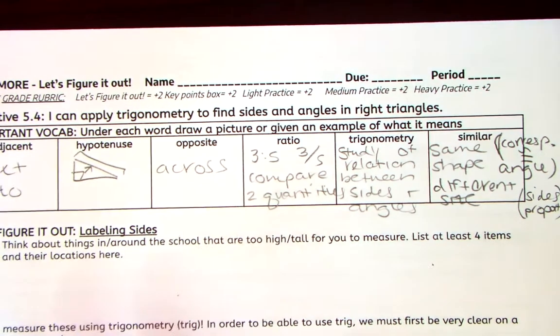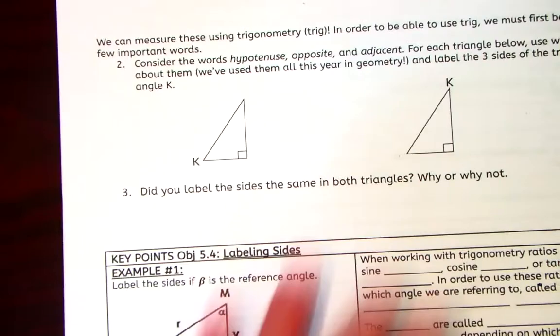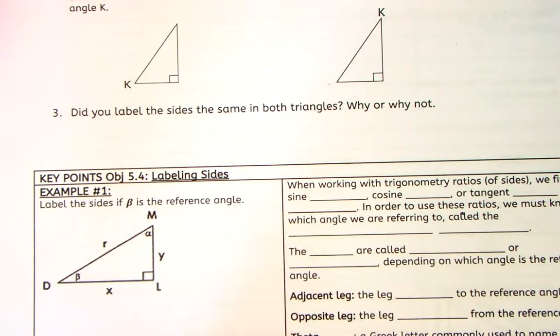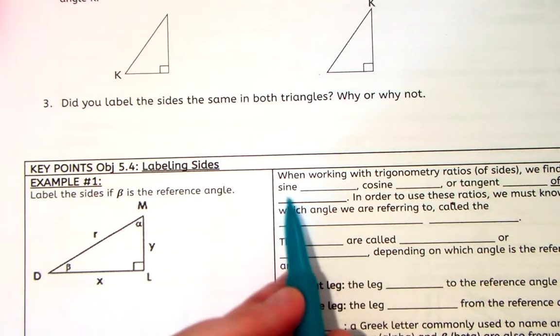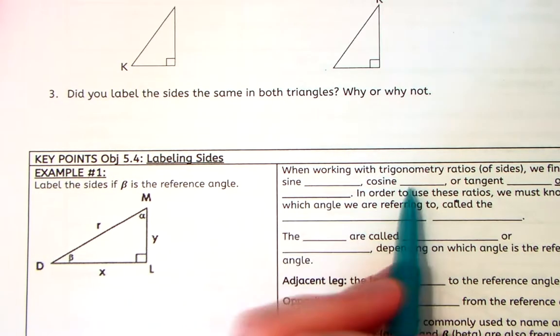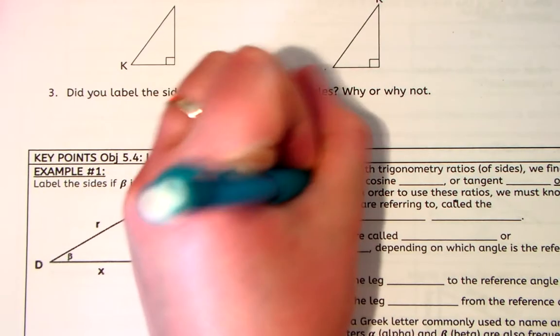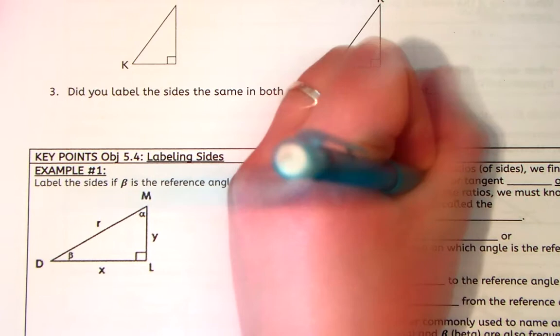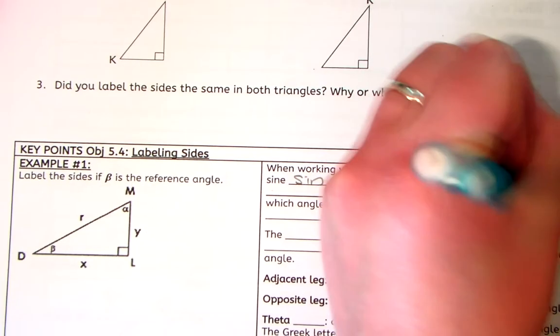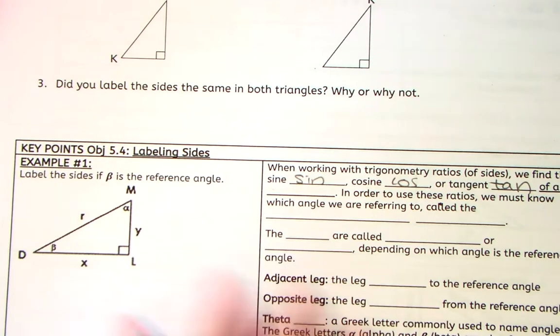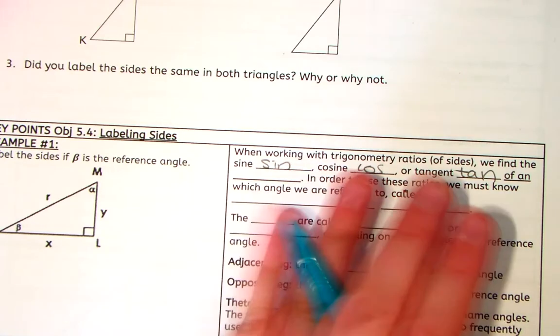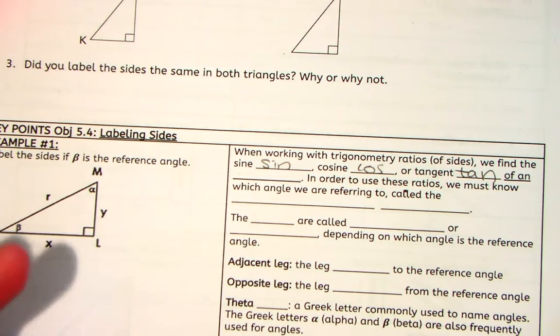So I'm going to jump straight to the key points box, okay? Before we get into what trig really is, when working with trig, we're going to learn three new words called sine, cosine, and tangent. Sine is abbreviated as SIN, cosine is abbreviated as COS, and tangent is abbreviated as TAN. We very rarely write out the full words. We're going to use those symbols when we talk about the sine, cosine, or tangent of something.